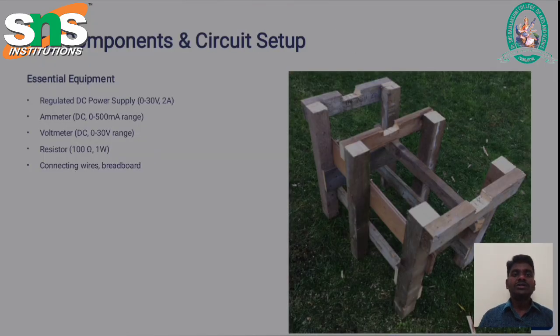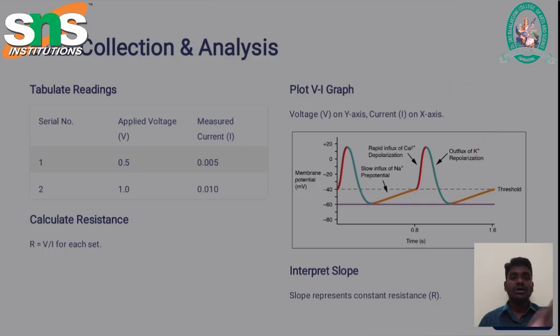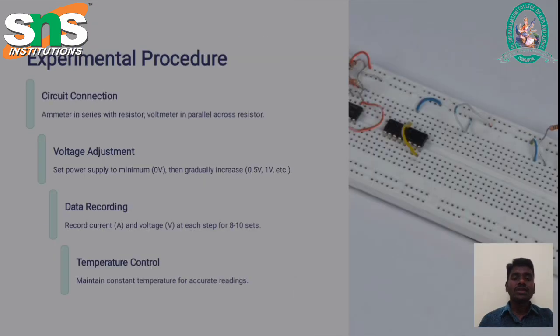The key components and equipment required for the verification of Ohm's law are a regulated DC power supply with a range of 0 to 30 volts, an ammeter, a voltmeter, a 100 ohm resistor, connecting wires and a breadboard. These are all the things we need to verify Ohm's law. On the breadboard, we have to connect the electronic components, that is the ammeter, voltmeter, battery and resistance.